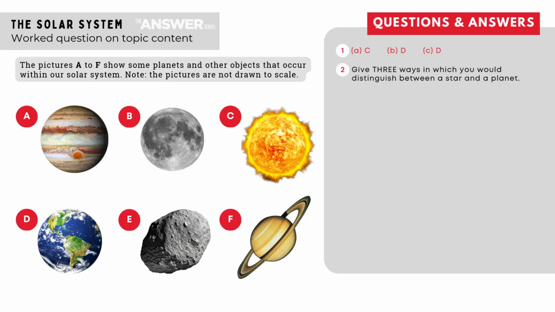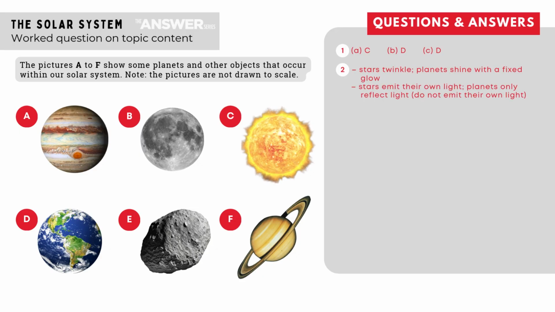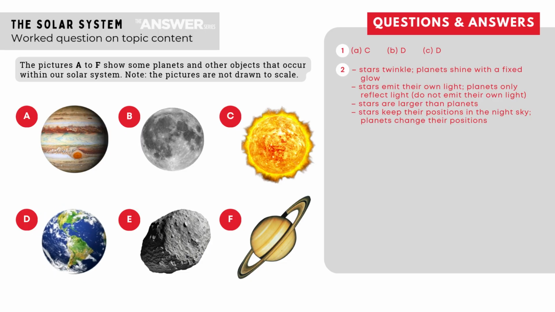Question 2 asks us to give 3 ways in which you would be able to distinguish between a star and a planet. So this is something that we recapped in the slides, and it's learning work. Stars will twinkle whilst planets will shine with a fixed glow. Stars emit their own light, think of our sun, whereas planets will only reflect the light that falls on them. They don't emit their own light. Stars are much larger than planets, and stars keep their positions in the night sky, whereas planets change their positions.